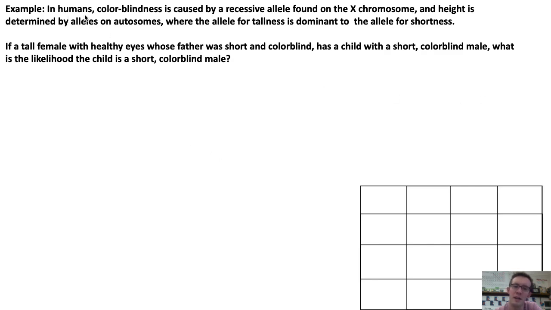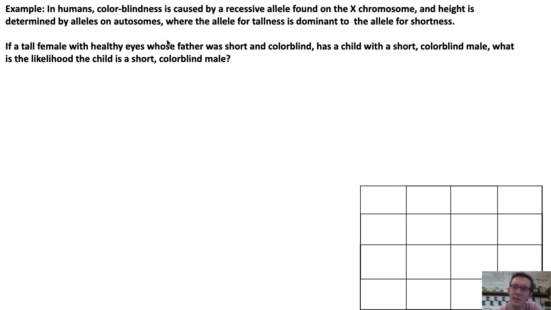In humans, color blindness is caused by a recessive allele found on the X chromosome. And height is determined by alleles on autosomes, where the allele for tallness is dominant to the allele for shortness. If a tall female with healthy eyes, whose father was short and colorblind, has a child with a short colorblind male, what's the likelihood that that child will be a short colorblind male as well?